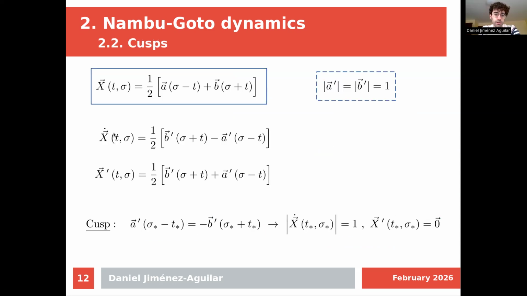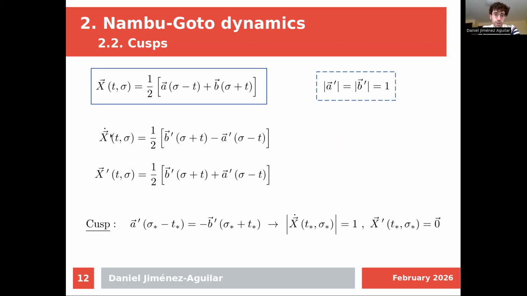Now we can take the time and sigma derivatives of the Nambu-Goto solution, and here I want you to know that if there is a point t star, sigma star on the string worldsheet where A prime equals minus B prime, this means that the velocity of this point is the speed of light. Here we're making use of this condition. And furthermore, the tangent vector at that point vanishes. So this is the precise definition of a cusp.